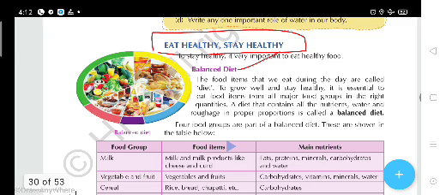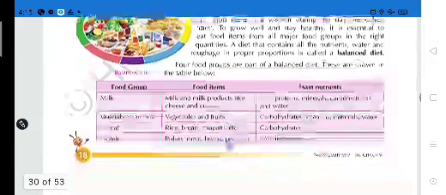If you are going to write the proper definition: the food items that we eat during the day are called the diet, and to grow well and stay healthy, it is essential to eat food items from all major food groups in the right quantity. So what is a balanced diet? A diet that contains all nutrients, water and roughage in the proper proportion is called a balanced diet. Four food groups are part of a balanced diet. Here we are going to discuss.